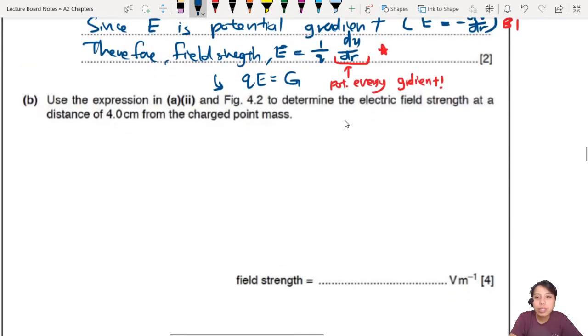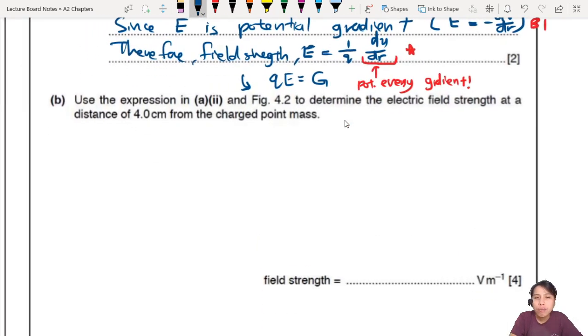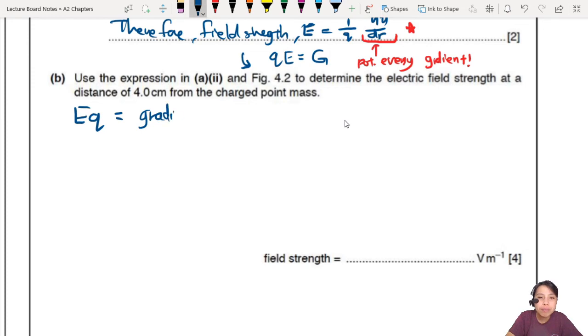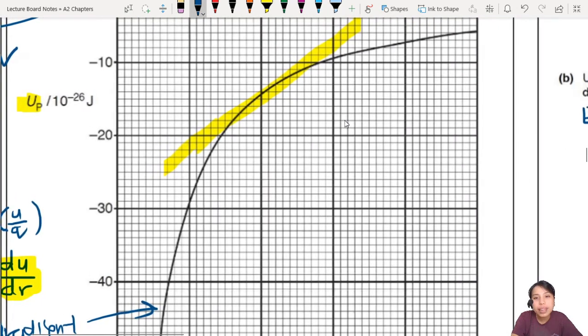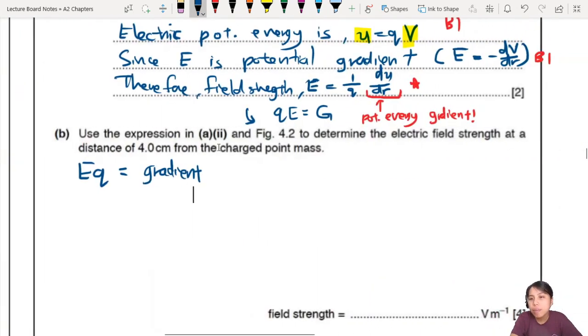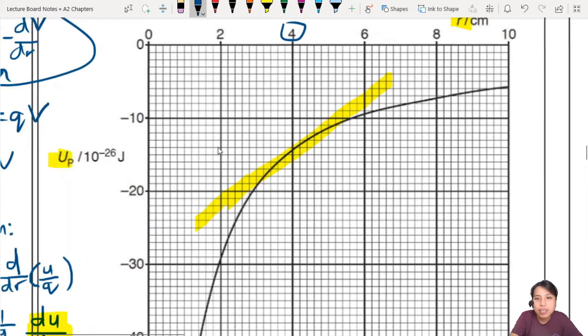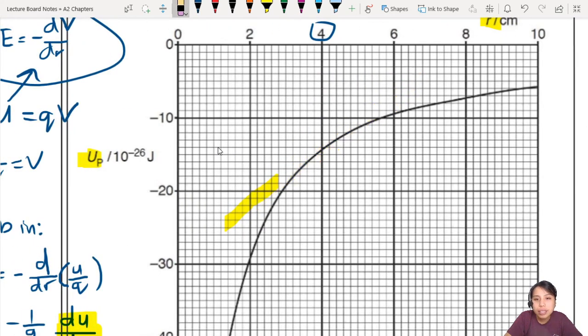Use the expression to determine the electric field strength 4 cm from the charge point mass. Okay, so the equation they give us, even if you didn't solve it, EQ equals G. Let's write out the whole thing. Gradient. So we need to find the gradient of the point here. Hey, I already drew nicely here. But at a certain point, at a distance 4 cm from the charge point mass. 4 cm from the point mass means here. That means I want to find the gradient. Let me rub off this thing.